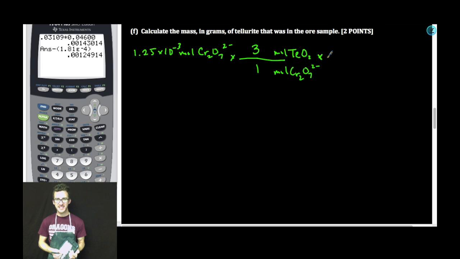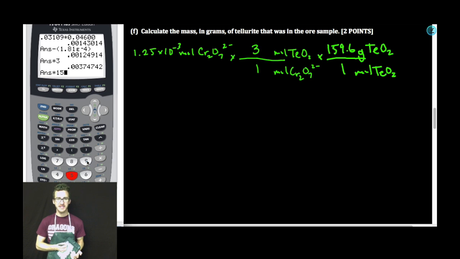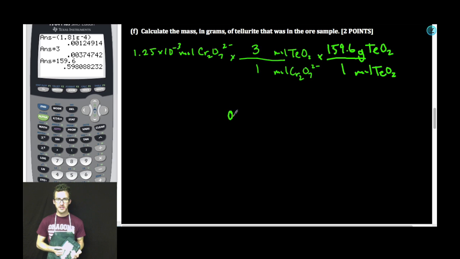We're looking for the mass in grams. This is coming from my periodic table, and then it's calculator time. Times 3, enter, times 159.6, enter, which gets me to 0.598 grams of tellurite in my sample. Boom!